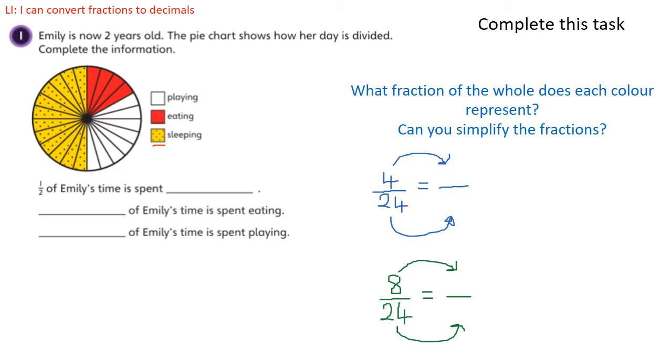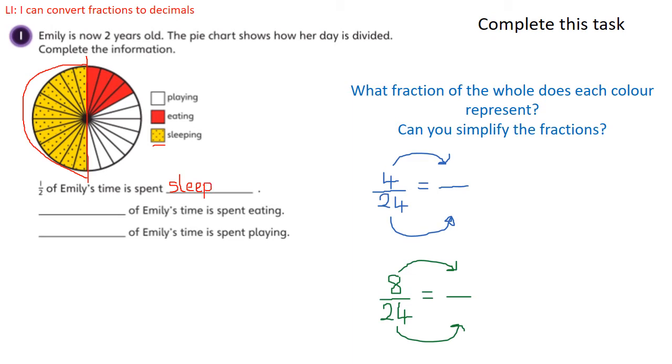Now, the first thing we have to fill in says half of Emily's time is spent. Well, half of Emily's time, I can draw a line straight down the middle of that circle. So here's half of Emily's time. So what is she doing there? Have a look back and check on your key. Half of Emily's time is spent sleeping.